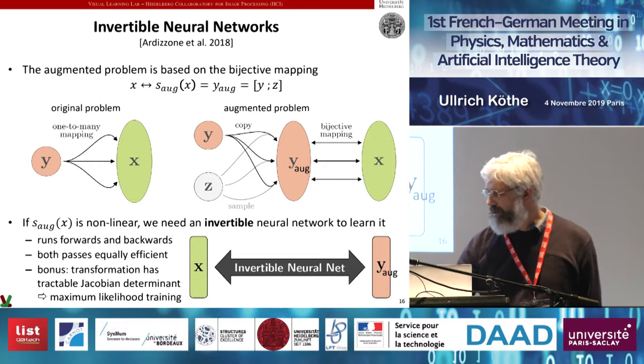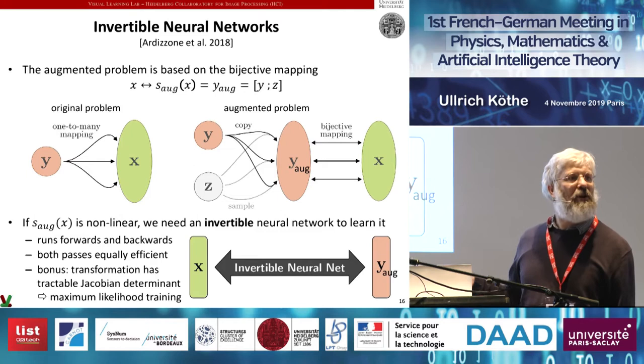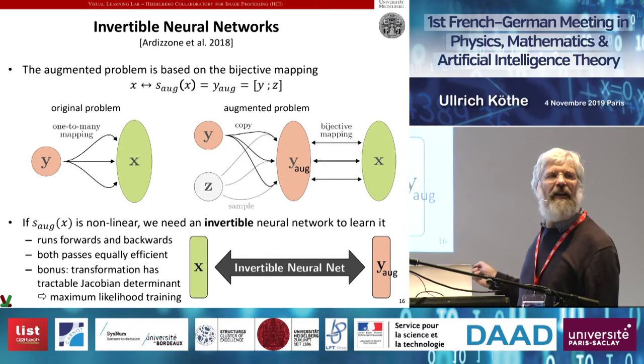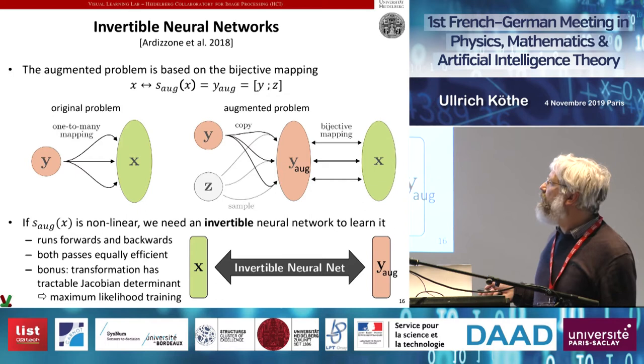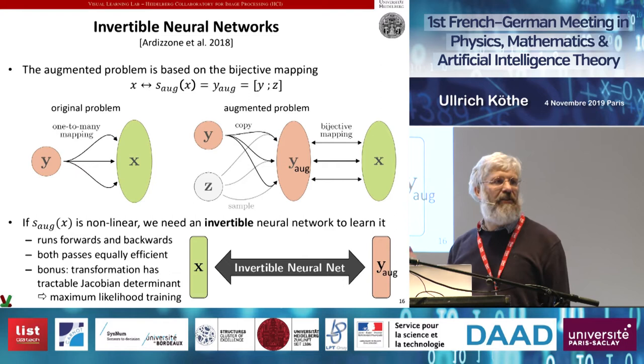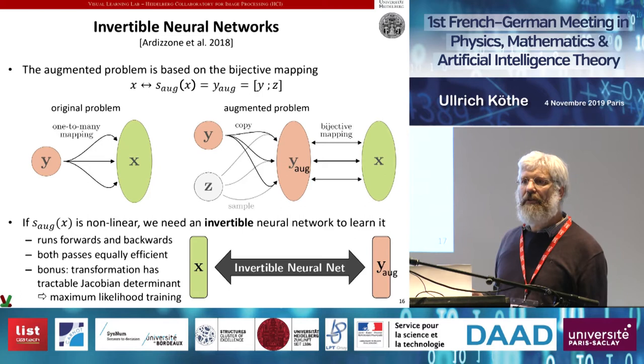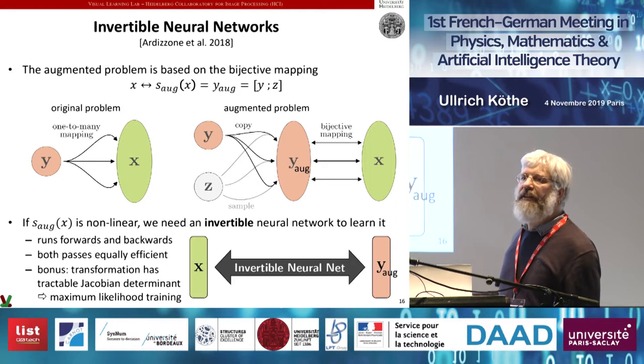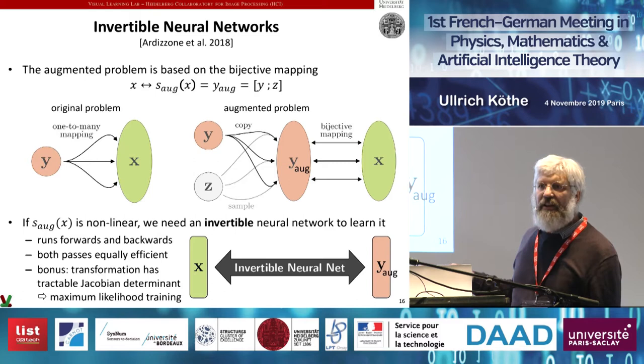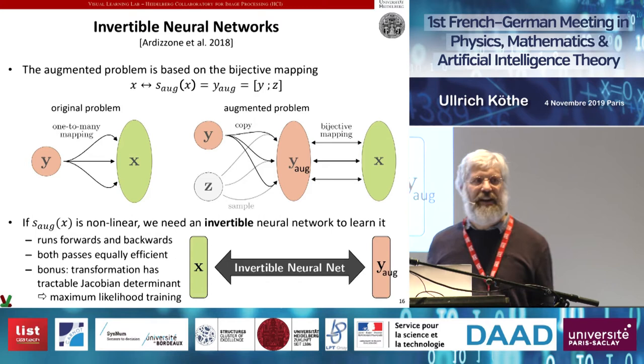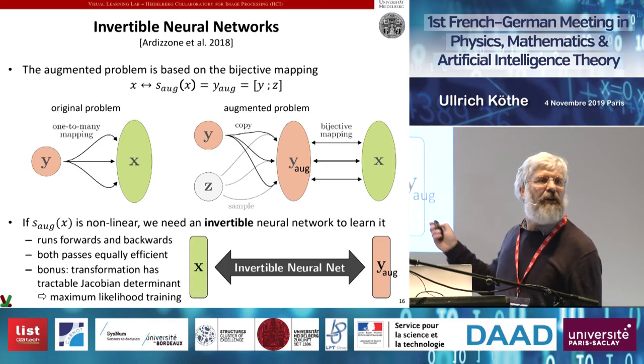Yeah, and this particular type of neural network runs forwards and backwards with the same speed, so there's no preferred direction in the network. And we also have a tractable Jacobian determinant, which means we can actually compute the probabilities using the change of variables formula. And this is exactly why the dimension of y plus the latent z is the same as that of x. Exactly. The latent space z must have as many dimensions so that the total of y and z corresponds to the dimension of x. That's important. But I will later show a variation of this idea where this constraint is no longer required.